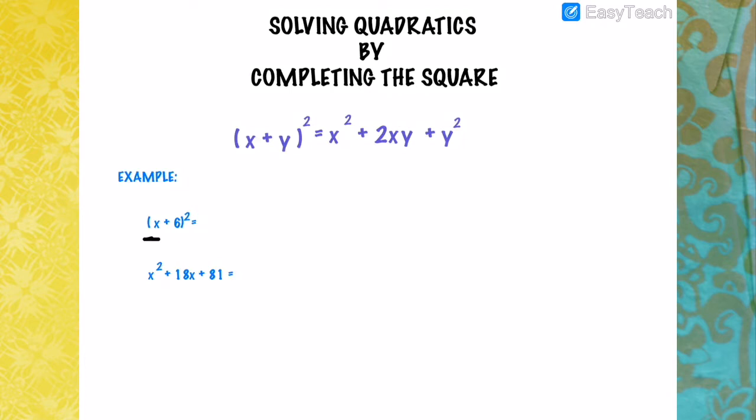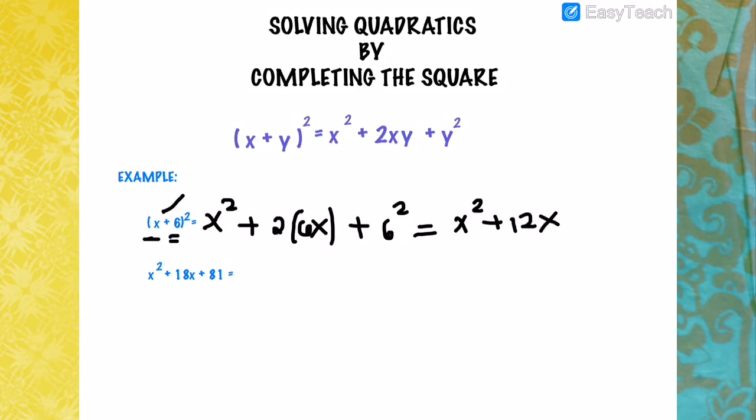first we square the first term. So that is x². The second step, we copy the sign, which is plus, then twice the product of the first and the second term, which is 6x, twice of that, plus the square of our last term, or second term, which is 6 squared. Therefore, the perfect square trinomial, or the expansion of the perfect square binomial, would be x² + 12x + 36.